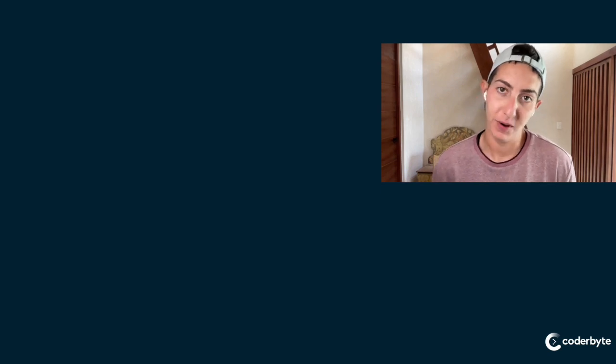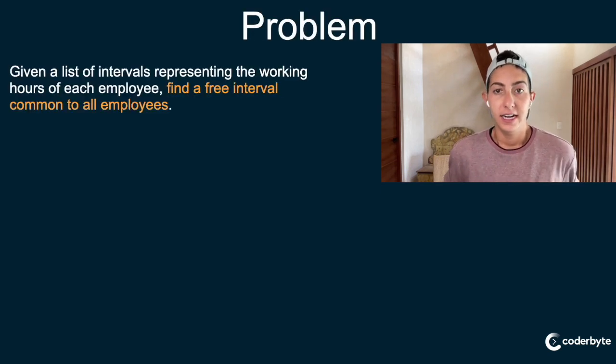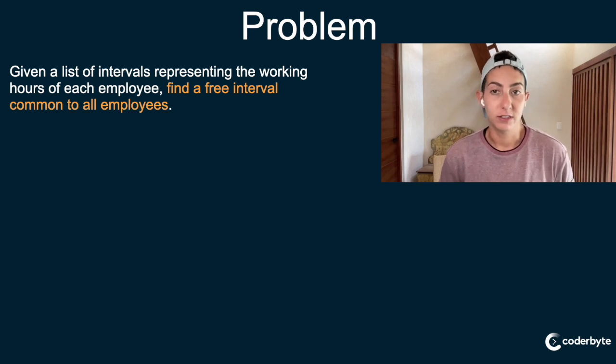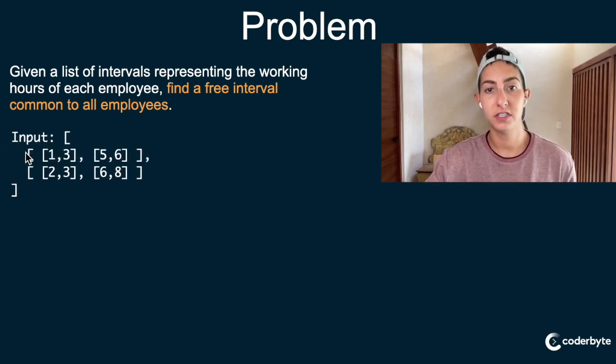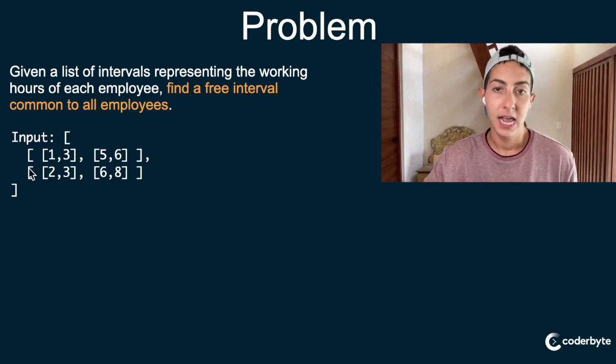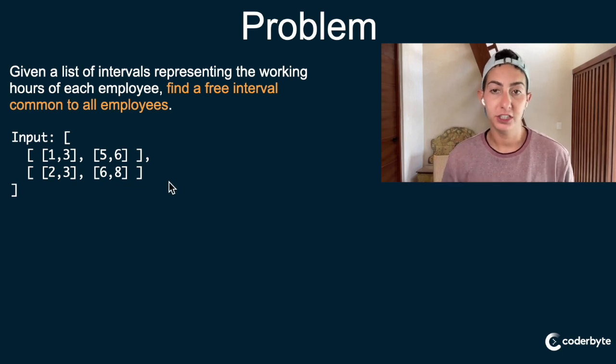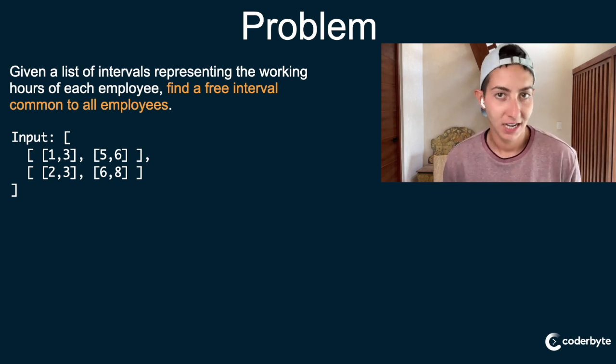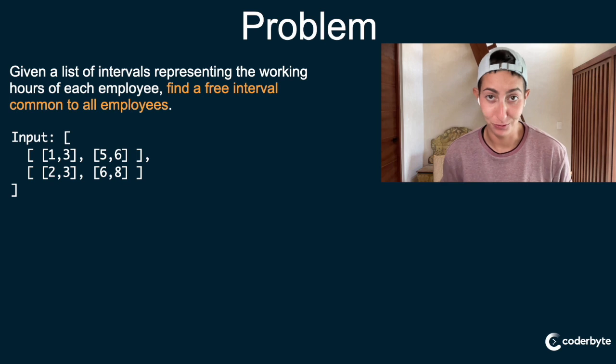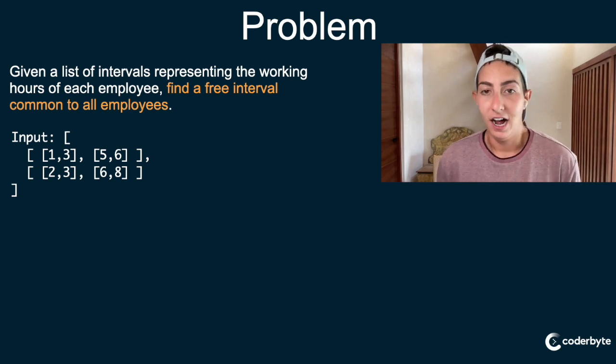Okay, so speaking of the problem, what is this week's problem? Given a list of intervals representing the working hours of each employee, find a free interval common to all employees. So we're going to get a list of intervals here. Let's say this first line is employee number 1, and these are the times that he's busy or she's busy. And then the second line will be employee number 2, and those are the times that employee is busy. Our goal is to find the times where neither of them are busy, aka they both have some free time, maybe to play some games. I don't know about you guys, but on my software engineering teams, when no one has meetings, we're playing games.